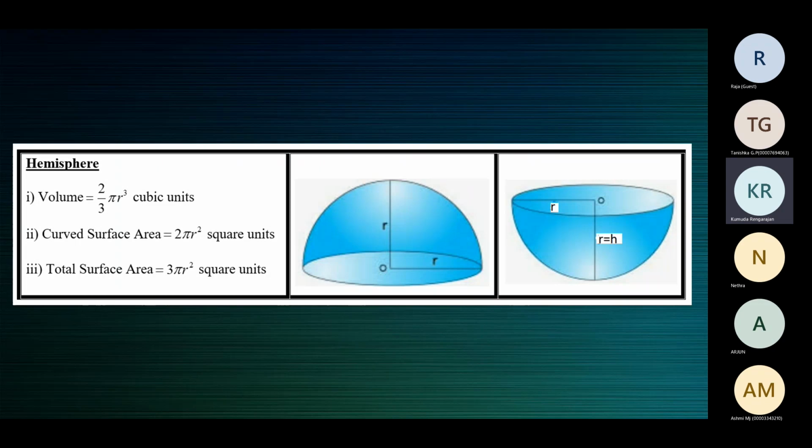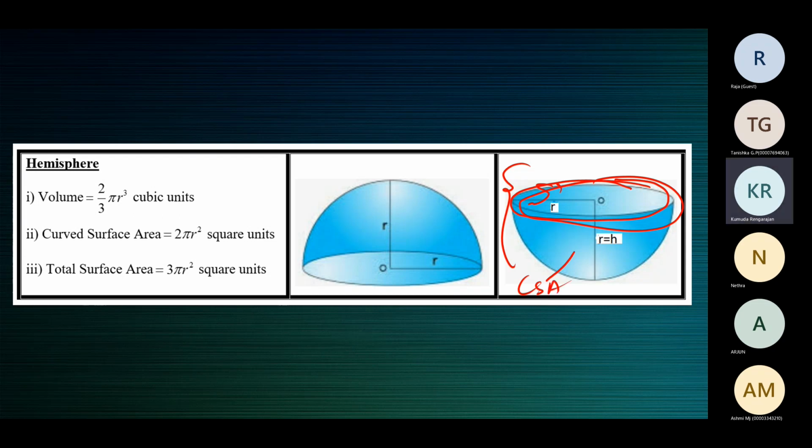Now a hemisphere is half of a sphere. Here you can differentiate between total surface area and curved surface area, because now the top portion is a circle. Apart from that, this entire thing is a hemisphere. The top is a circle. Now leave the circle. The rest of it is the curved surface area.